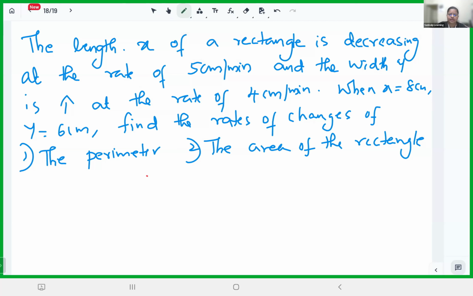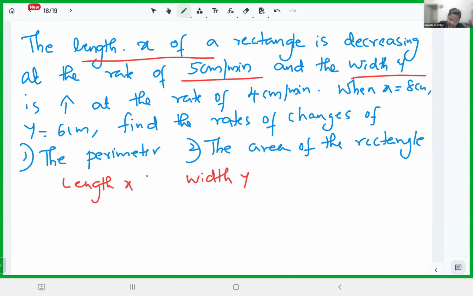Okay, so the length x of a rectangle, it is decreasing at the rate of 5 centimeter per minute. Okay, so length is x. It is decreasing at the rate of 5 centimeter per minute, and width is y. That is the second data. And it is increasing at the rate of 4 centimeter. One is decreasing and the other is increasing.